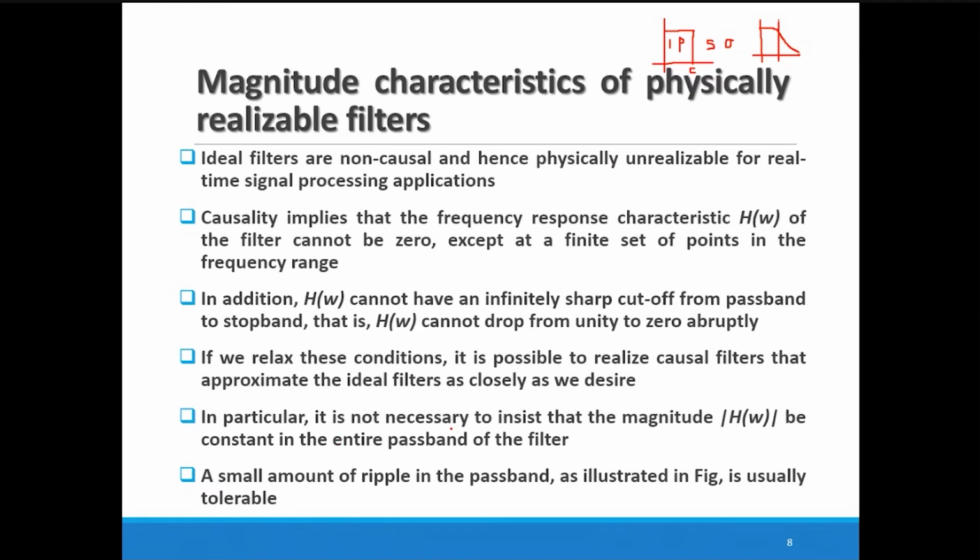In particular, it is not necessary to insist that the magnitude of H(omega) be constant in the entire passband of the filter. In the ideal filter, we assume that the filter response has value 1 for the entire passband. But practically, it is not necessary to insist that the magnitude be constant in the entire passband of the filter. A small amount of ripple in the passband, as illustrated, is usually tolerable.